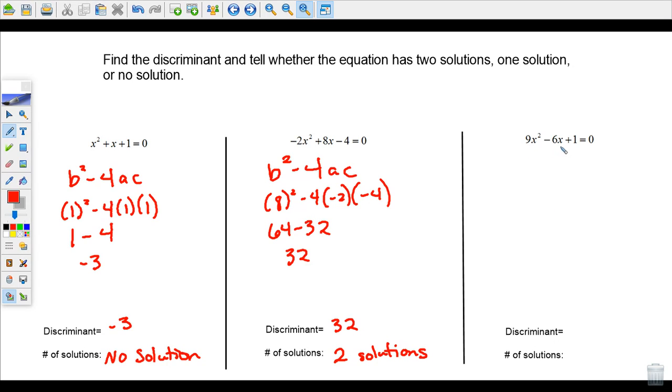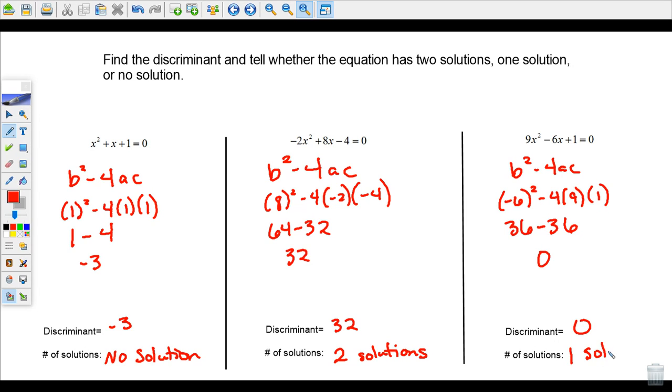Again, 9x squared minus 6x plus 1 equals 0. Let's evaluate the discriminant. B squared, that's going to be negative 6 squared minus 4 times 9 times 1. Negative 6 squared, that's negative 6 times negative 6, which is positive 36. Negative 4 times 9 is negative 36 times 1, negative 36. 36 minus 36 is 0. So the discriminant equals 0, which means there is one solution.